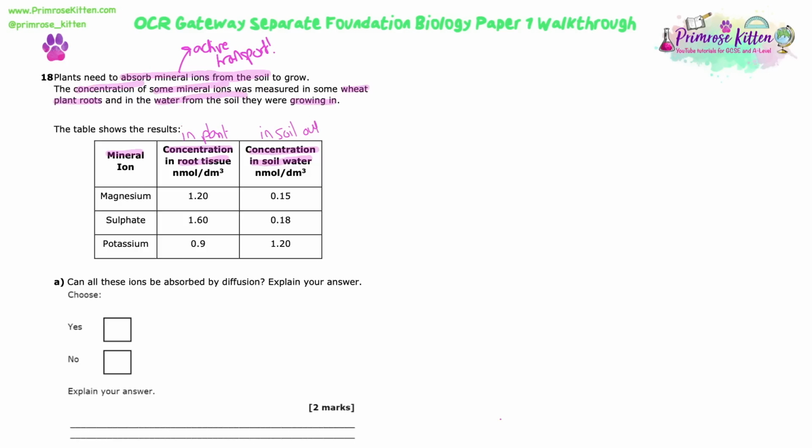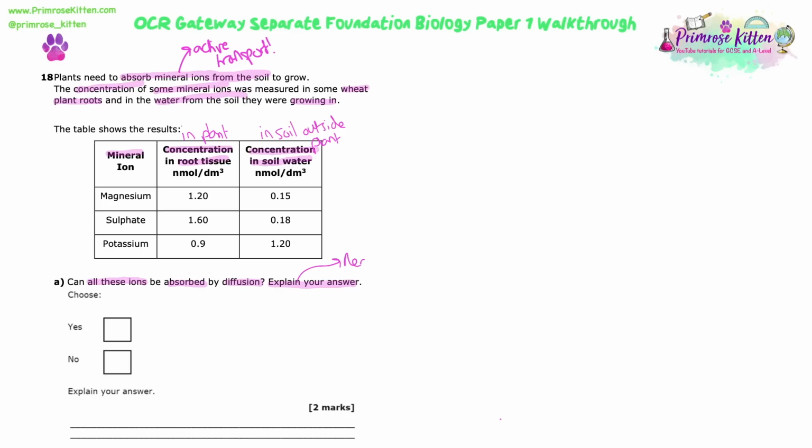So this is where we're going to have to talk about our concentration gradient. What's the concentration of the minerals inside the root tissue? What's the concentration outside the root tissue? And obviously we're expecting there to be some difference here that's going to require active transport, because we know that the mineral ions often get absorbed by active transport in plants.